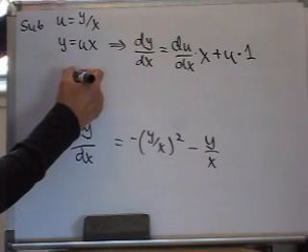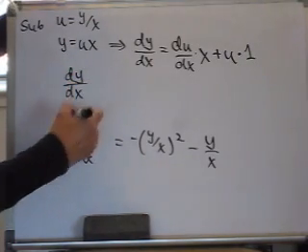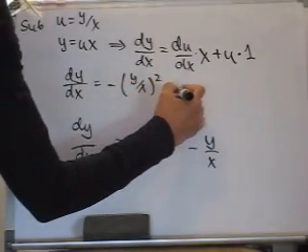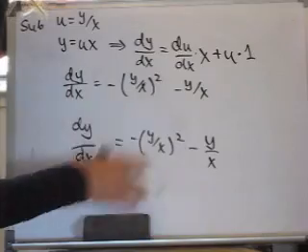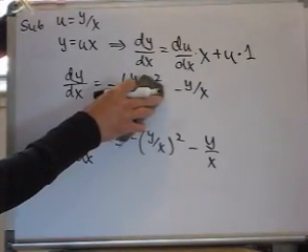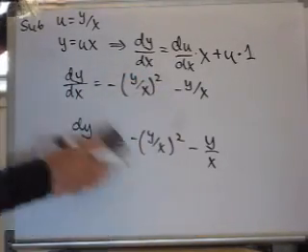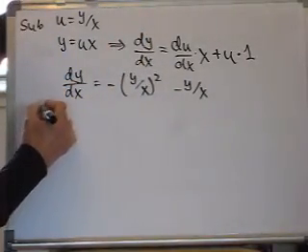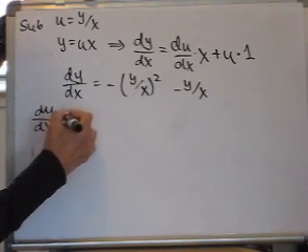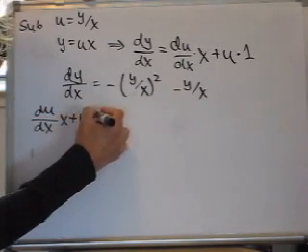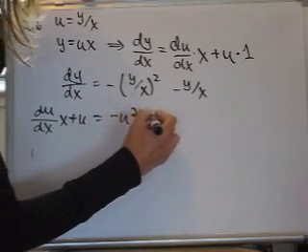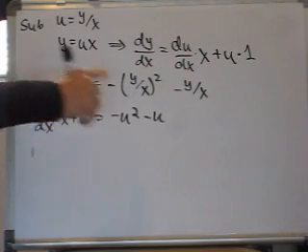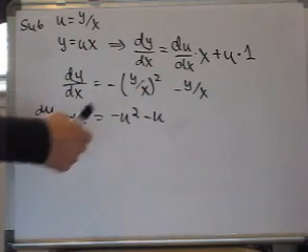Let me rewrite the differential equation right here, and then I'll put the substitution below it. dy/dx equals negative (y over x) quantity squared minus y over x. Okay, and then on the left-hand side I get du/dx times x plus u. On the right, I get negative u squared minus u. Now the differential equation should be separable, so I'm going to get all the u's on the left-hand side and all the x's on the right-hand side.